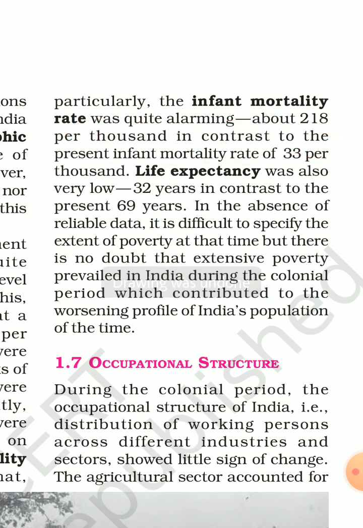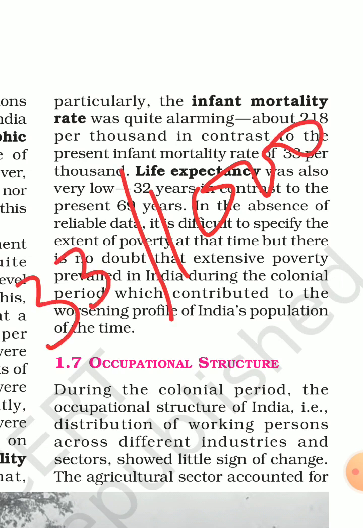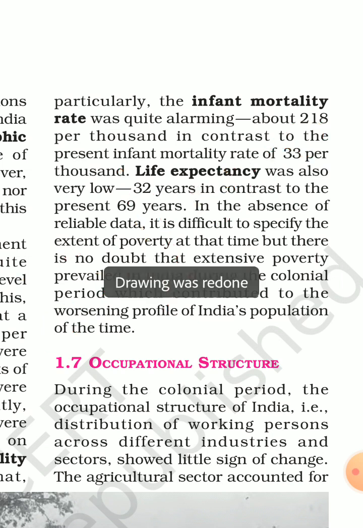So out of a thousand, right now at present, in 2020 or 23, out of 1000 children, 33 die before attaining the age of 1 year. Okay, what is infant mortality rate? When infants die before attaining the age of 1 year, that is called infant mortality rate. Means out of 1000 infants, 33 die before attaining the age of 1 year.